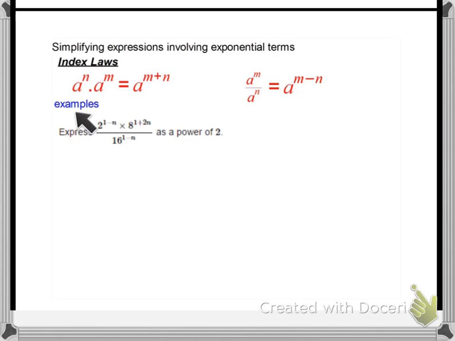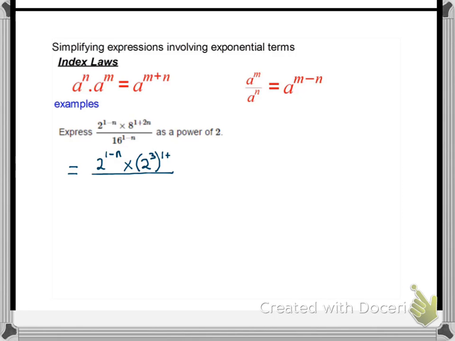So the first one is, if you've got two exponential numbers of the same base multiplying, then the powers, n and m, add together to give you the rule. And if the exponential numbers of the same base divide, then the powers, m and n, are going to subtract, m subtract n. So let's have a look at how we can simplify this expression of exponential numbers. And we're going to express it all as a power of 2. So that means the base number a is going to be 2.